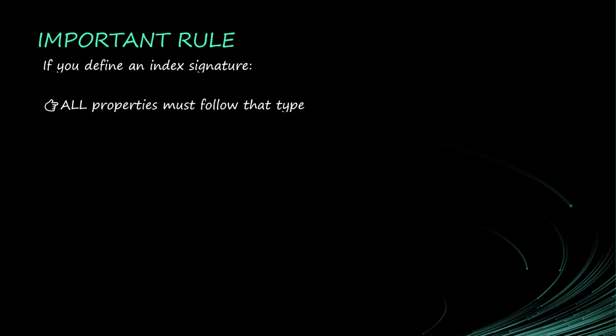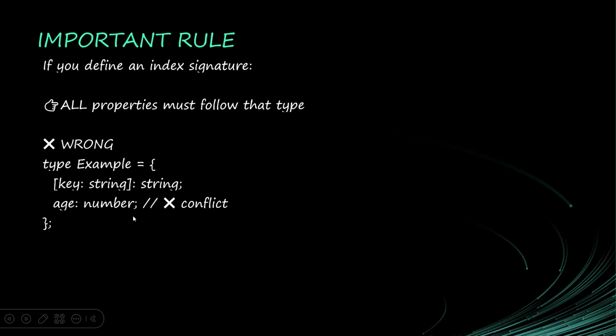All right. So important rule: if you define an index signature, all properties must follow that type. If you define an index signature, all the properties must follow the type for the value. So when you have defined the key here, you said it's string, and here you're not saying age is number, it will not work. The data type for all the values that can be assigned to this is strings. It must be string. So here we are not saying age is number. No, it will not work. All right. So all of them have to be string because we have created an index signature here.